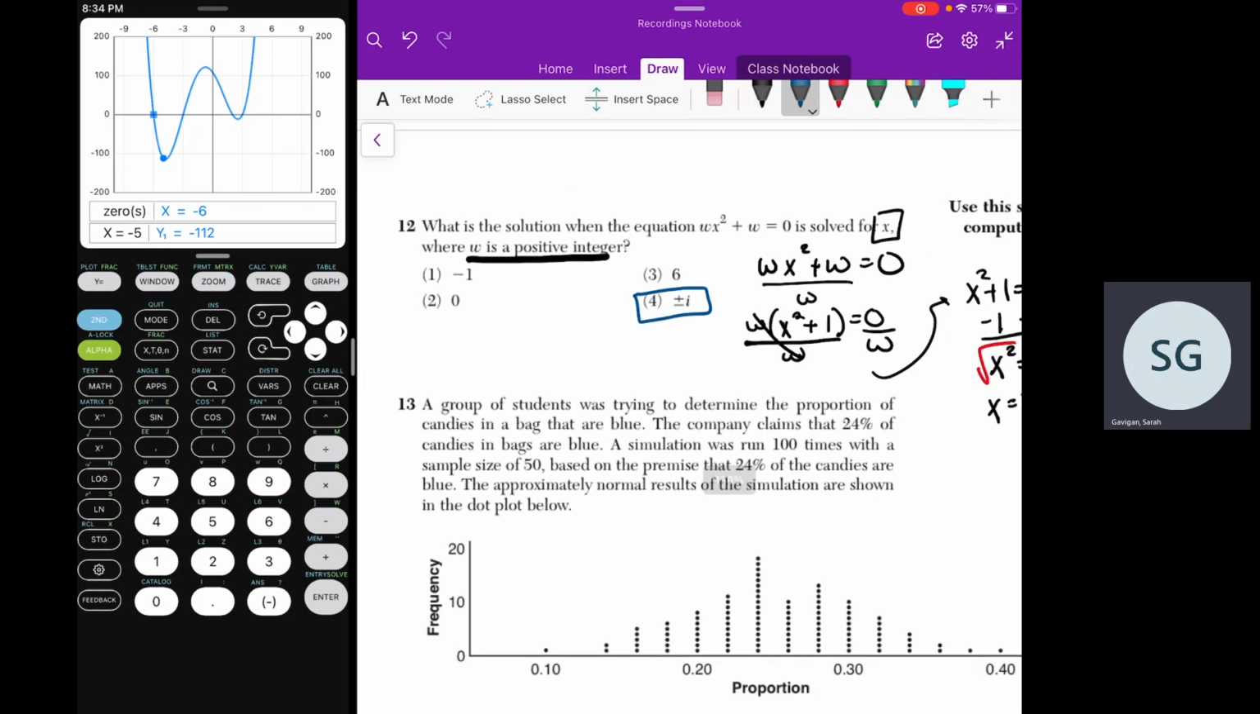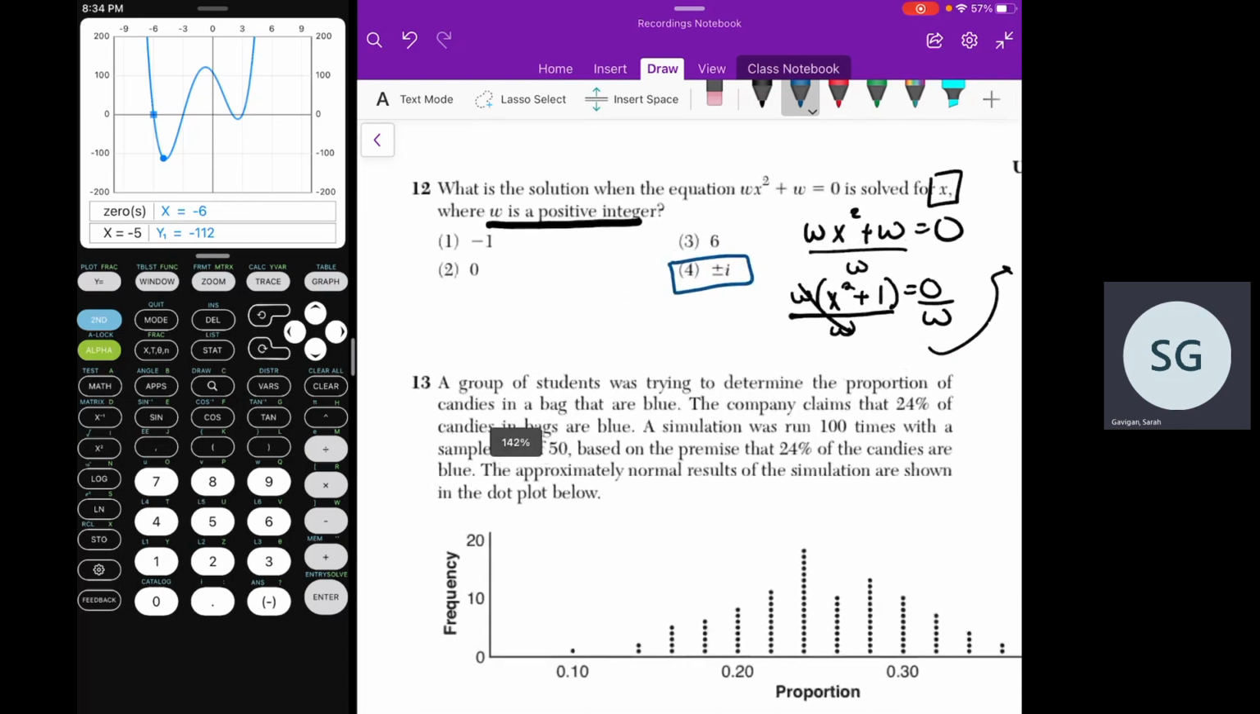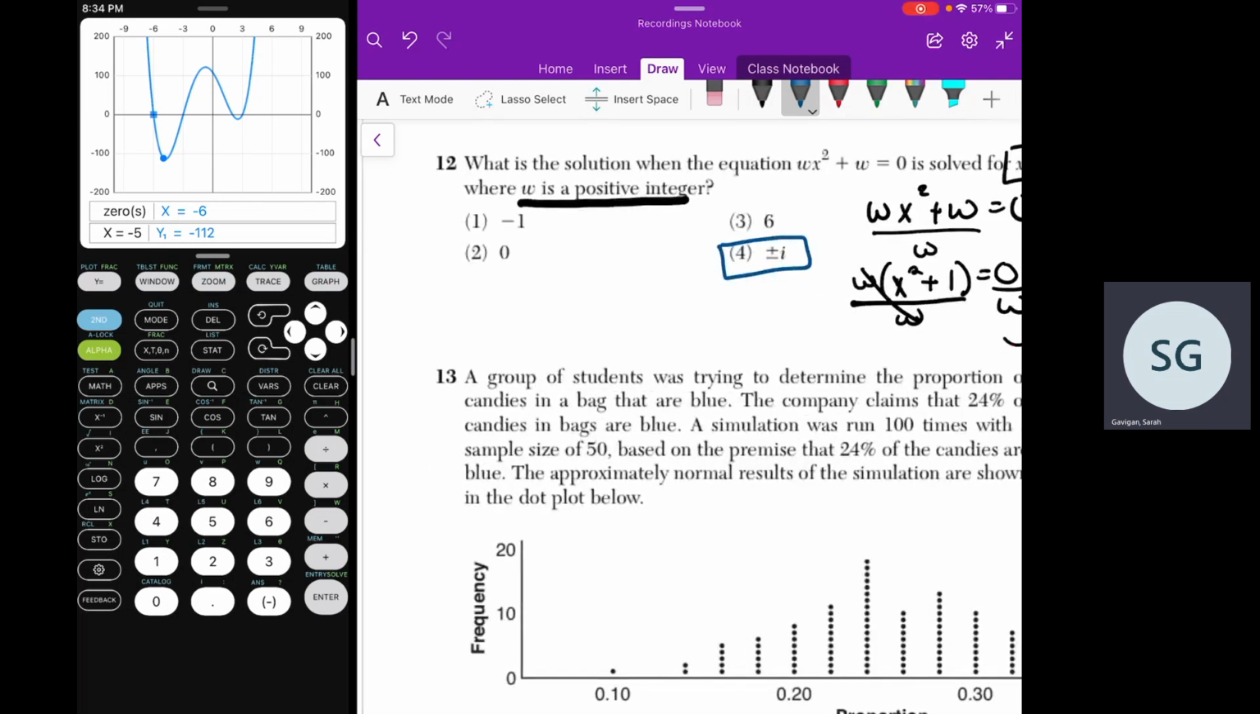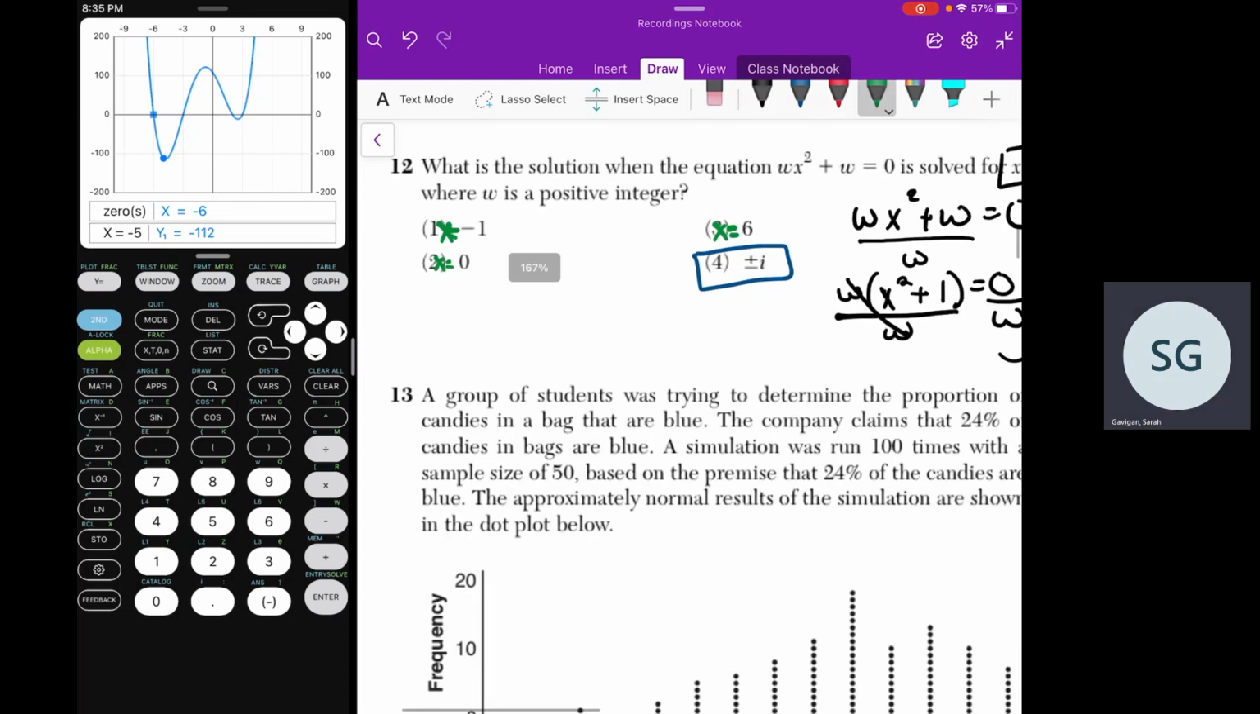Now there's other ways to do this problem. Let's say you couldn't think of that on your own. You can plug in the values that they give you and see which one actually works. Now they're saying, what is the solution when the equation is solved for x? That means that these numbers are going in for x. That's what x is going to equal. When will it always equal 0? Let's plug in x equals -1 into the equation and see what happens.